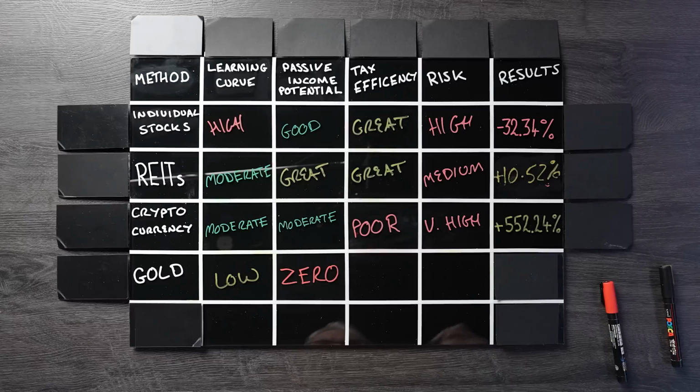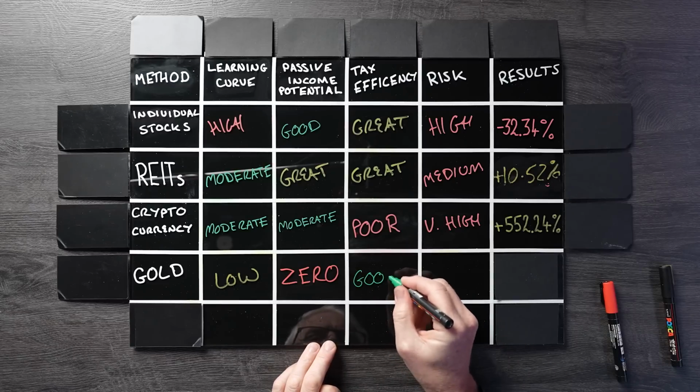For tax efficiency, I'm going to put this as good. If you buy physical gold like gold coins or bars, the tax rules can be a little tricky. For example, in some countries, certain gold coins like the UK's Gold Britannias are considered legal tender, which means you don't pay capital gains tax when you sell them. However, this doesn't apply to all gold coins or bars, so you'll need to check the specific rules in your country. For gold ETFs, they're generally more straightforward. In countries like the UK, you can hold them in a stocks and shares ISA, which makes any profits completely tax-free.